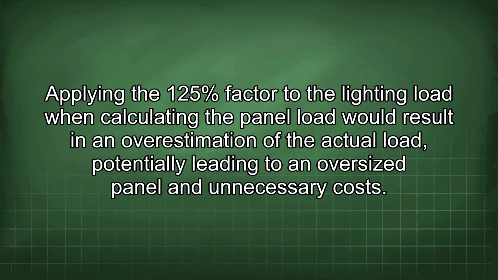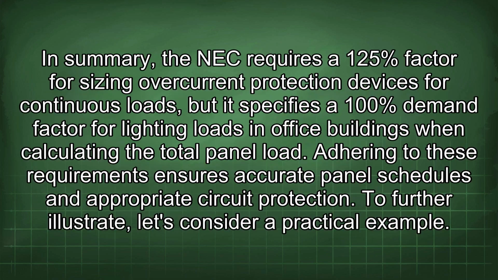Applying the 125% factor to the lighting load when calculating the panel load would result in an overestimation of the actual load, potentially leading to an oversized panel and unnecessary costs. In summary, the NEC requires a 125% factor for sizing overcurrent protection devices for continuous loads, but it specifies a 100% demand factor for lighting loads in office buildings when calculating the total panel load. Adhering to these requirements ensures accurate panel schedules and appropriate circuit protection.